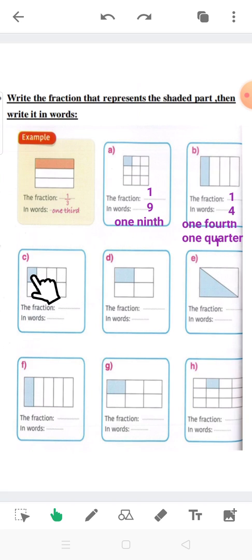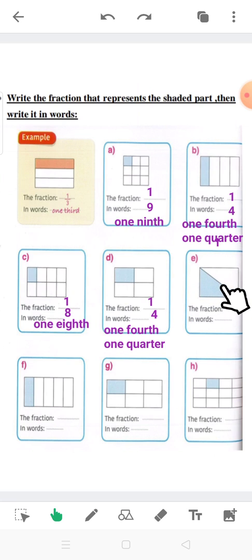Look here. How many shaded parts? 1. I put it on the top. All of the parts, let's count: 1, 2, 3, 4, 5, 6, 7, 8. Okay? It's 8. One eighth. How many shaded parts? Only 1. All of the parts, I write it in the bottom, or the denominator is 4. So it's one fourth.